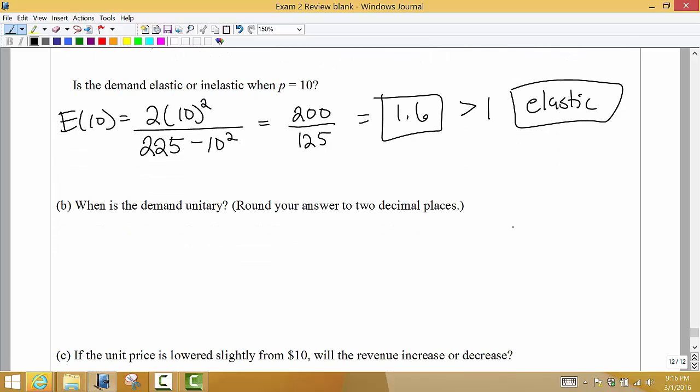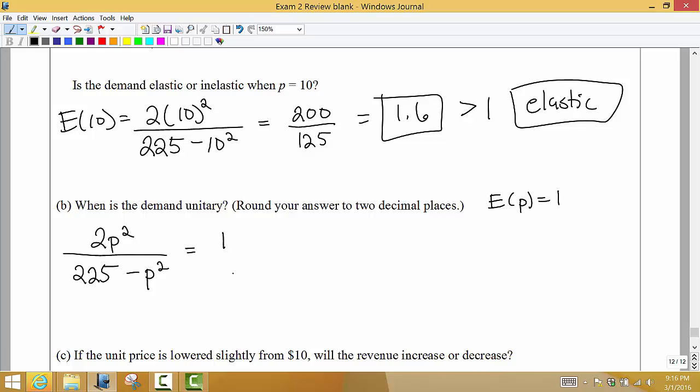And remember that when the demand is unitary, we want to basically figure out what price is going to give me a value of 1 from that elasticity formula. So I'm going to take my function for elasticity, and I'm going to take it as is with the p-value in there because I want to figure out what price causes this to equal 1.